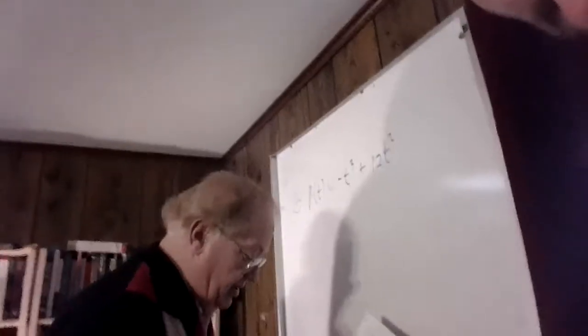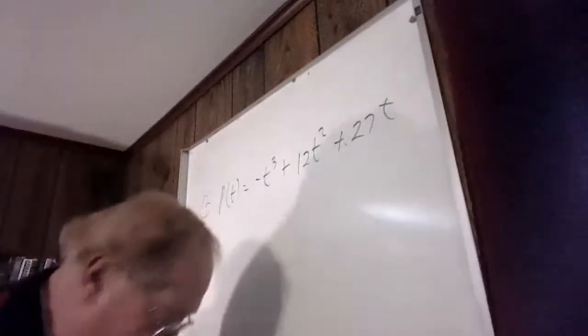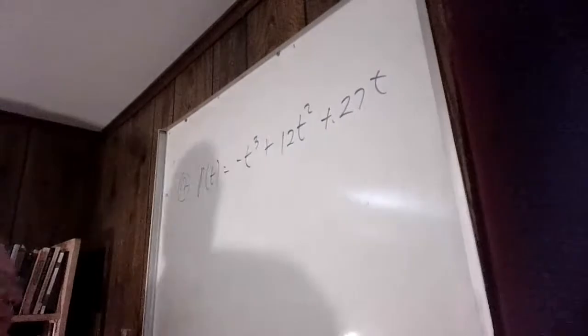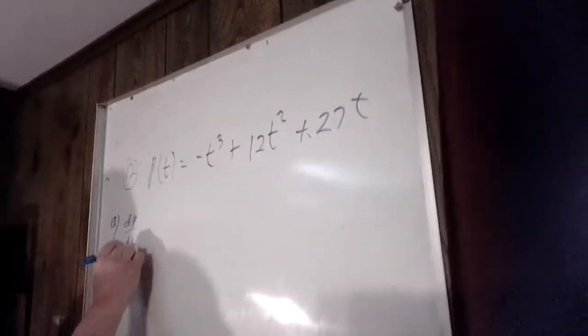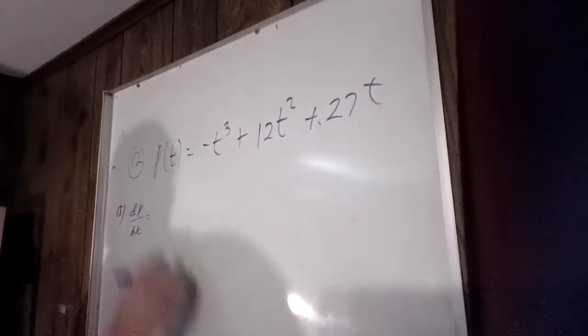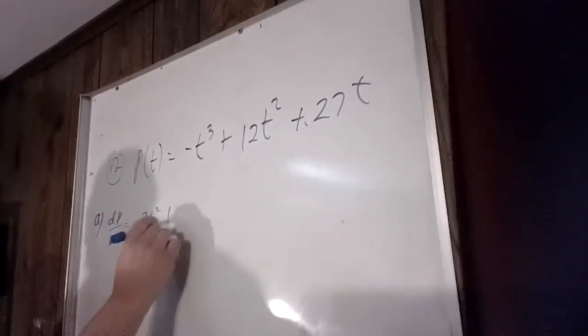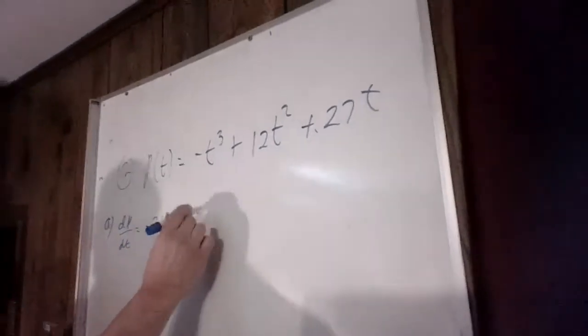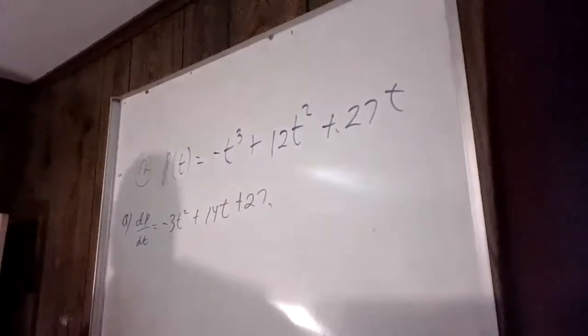Okay. And this is going to be, let's go with this, plus 27t. Okay. Now, what do we want here? First, we want to find dp/dt. That's going to be minus 3t squared, just a simple power rule, plus 14t plus 27. That's that.